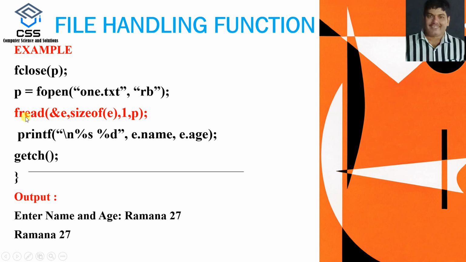How do you have to read? By fread: fread, address of E, size of E, 1, and P means 1.txt. That record is loaded into E as a structure variable. How do you have to read it? E.name and E.h. Whatever record you enter, that result will be carried forward. Means we write one record, we read one record.